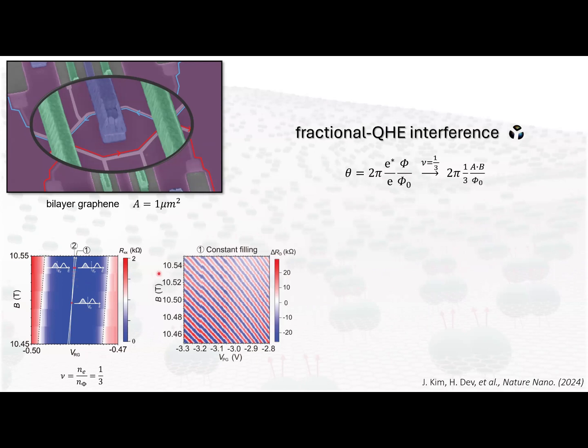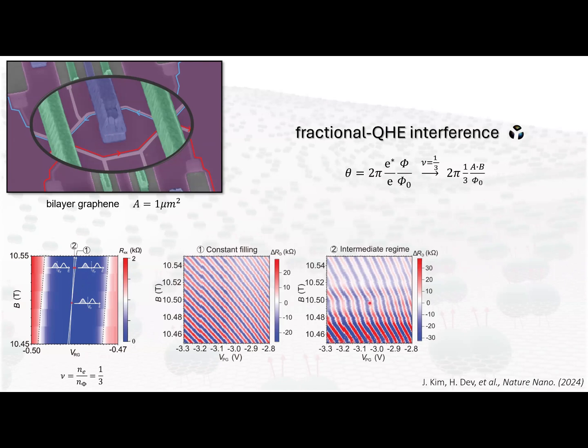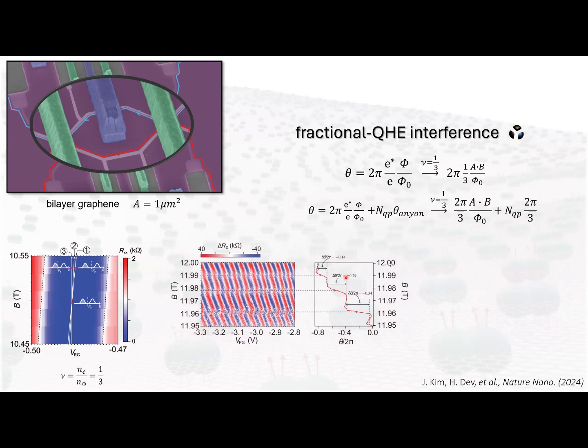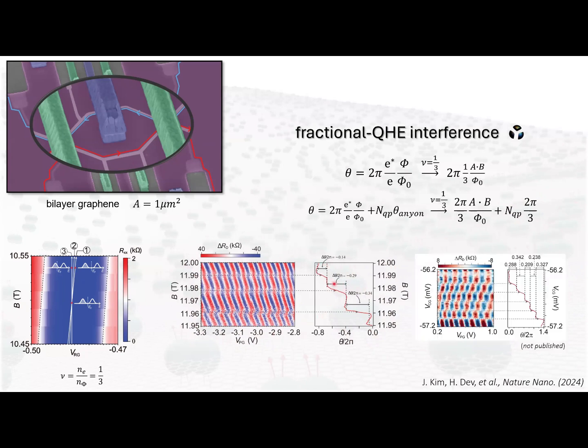So now if you measure again the same plot, but along this trajectory, you start seeing these phase jumps. So this is the intermediate regime. And if you go even further into the third one, you see even more phase jumps. And you can quantify this phase jump, the statistical term that should give you 2 pi over 3. And if you do that, you see values which are sometimes close to 2 pi over 3, sometimes not.